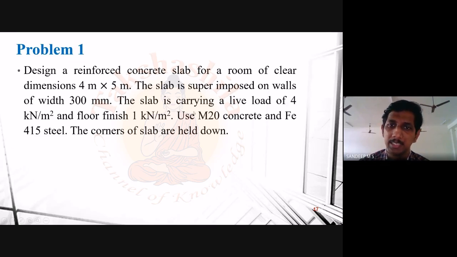The slab is again told to carry a live load of 4 kilonewton per meter square and a floor finish of 1 kilonewton per meter square. And we are supposed to use M20 grade concrete and Fe415 grade steel. This was our question.